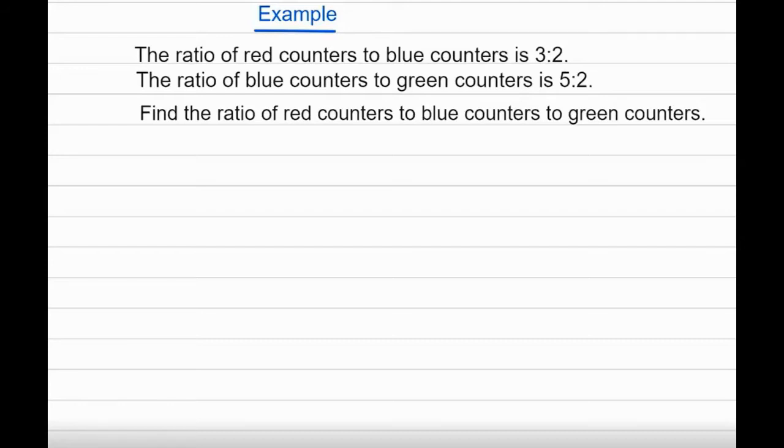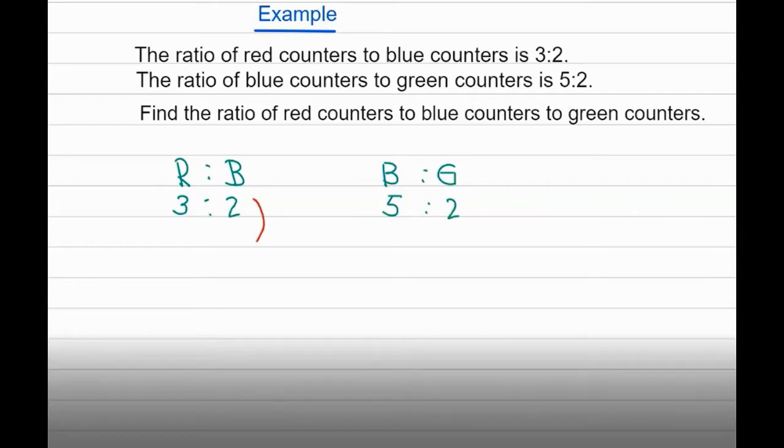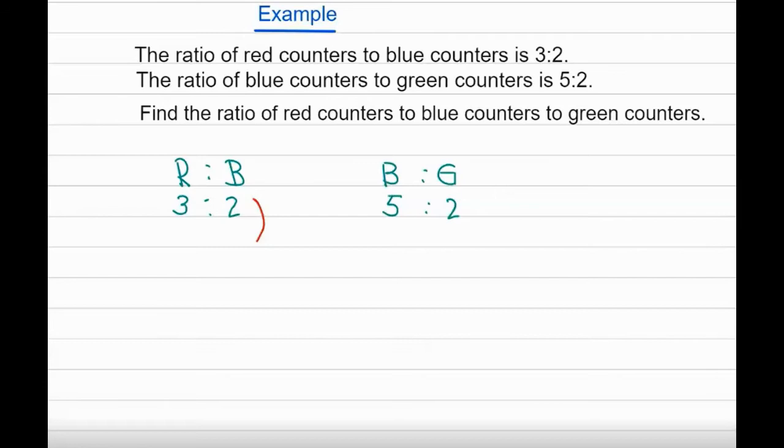So the first thing we need to do is write up the heading. So you have red counters to blue counters, and that's 3:2. Then we have the blue counters to green counters, and that's 5:2. So as you can see, blue is common to both groups. So we're going to make blue the same. So blue on the first group is 2 and the second one is 5.